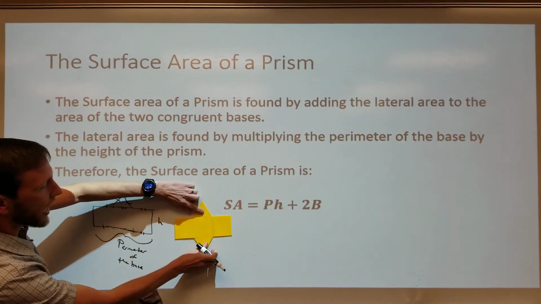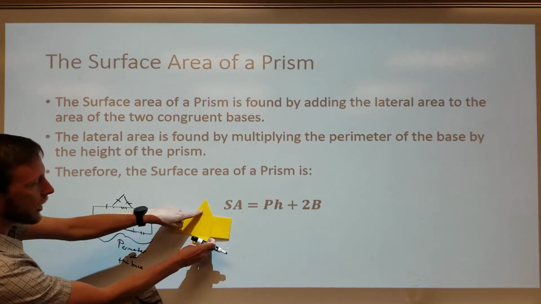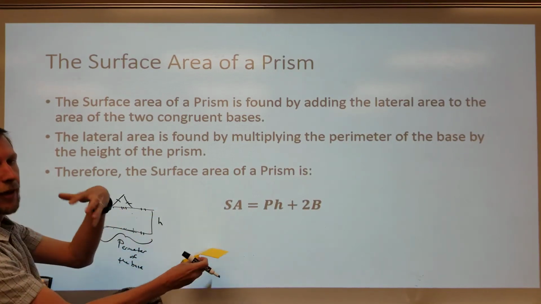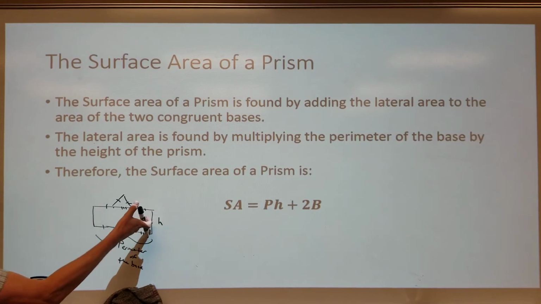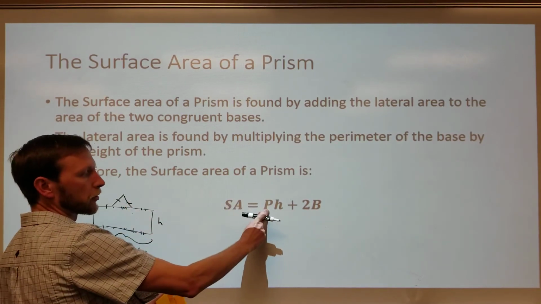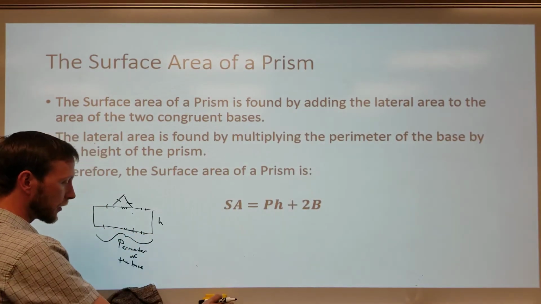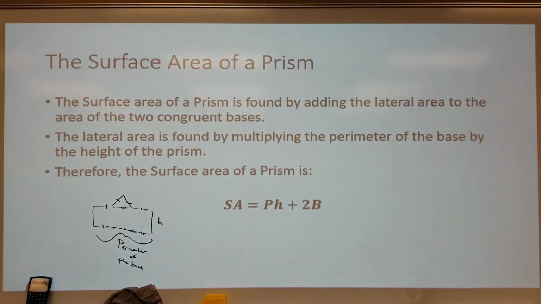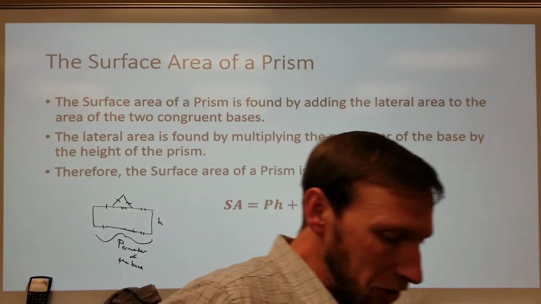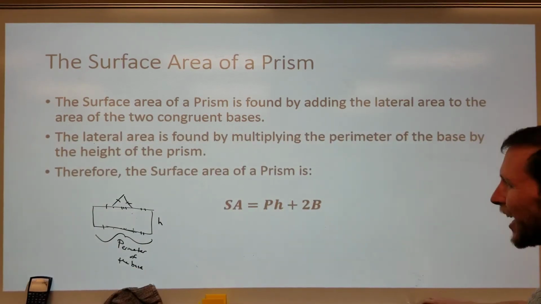Then all that we need to do is add on the areas of these 2 triangles. Instead of finding each area and then adding them all up, we can just do 2 products. The perimeter of the base times the height of the prism plus 2 times the area of the bases. All right? All right, because those bases are congruent, so we can do that. All right, okay, moving on with that concept.